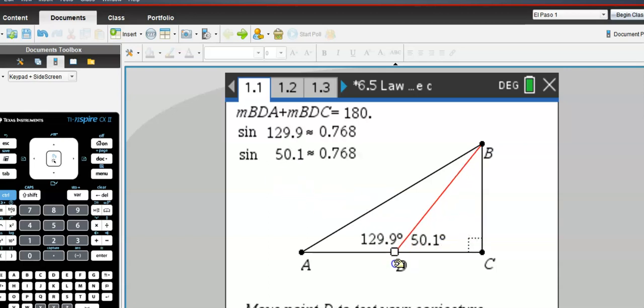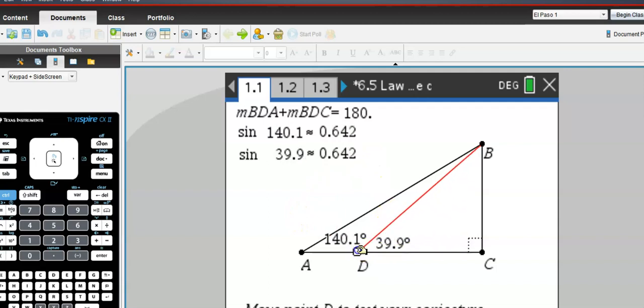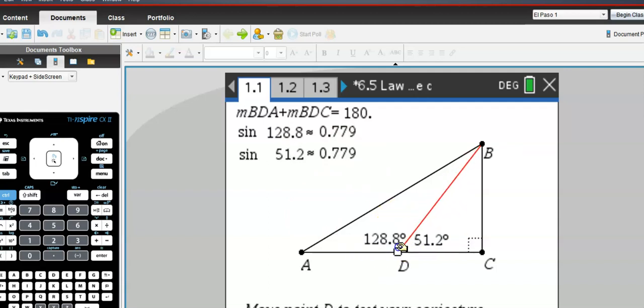If you move this and do it somewhere else, those are still supplementary. The sines are the same. That's actually the thing that causes a bit of a problem when using law of sines. If you're given an ambiguous case, we never know if that angle is a 47-degree angle or a 132-degree angle, because it literally gives us the same number with law of sines. So that causes some issues.